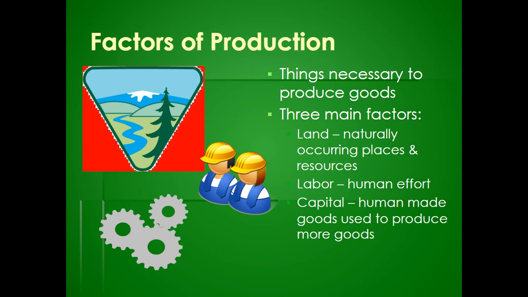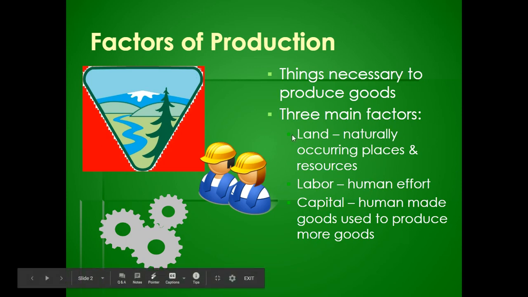You guys need to know what the factors of production are. So now that we're in a factory system, basically there's three things that you need to have a factory system to industrialize, to produce goods. You need land, labor, and capital. So I would, if I were you, highlight these three things.